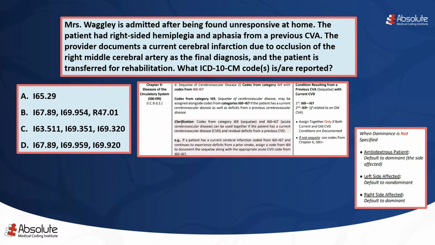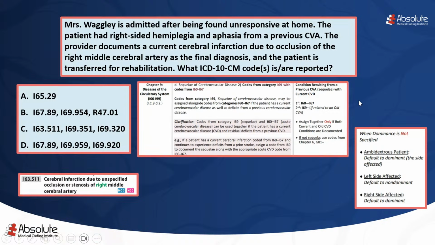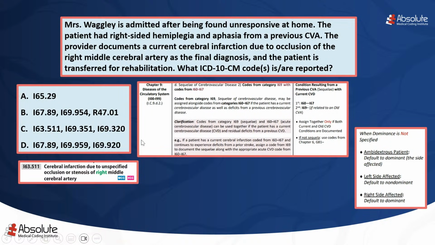IC9.D1. So if you see right here, if you have an ambidextrous patient, you're going to default to dominant. If you have left side affected, you're going to default to non-dominant. And if your right side is affected, you're going to default to dominant. So that is definitely a big guideline that's going to clue you into what code you're going to be using. So using that guideline, because the right side is being affected, but the dominance is not documented, the default for the right side being affected is dominant. So that is why we are going to be using right here, because it says right side.